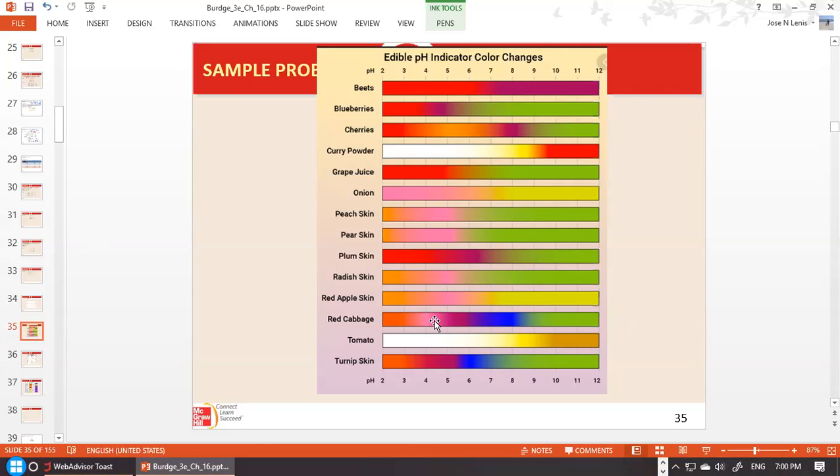If you add the red cabbage juice into milk, milk is usually slightly basic, so you will see the color of the cabbage juice going towards this color, towards blue, and in this case like a greenish. Those are naturally occurring indicators.